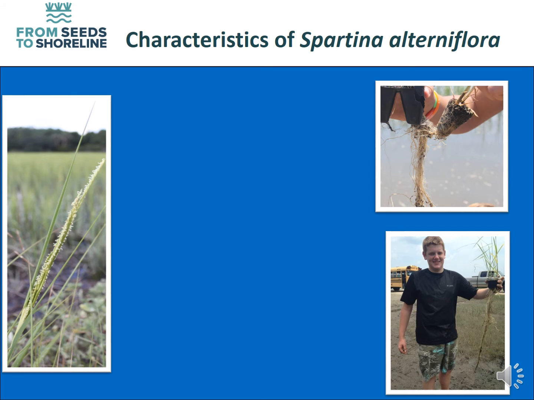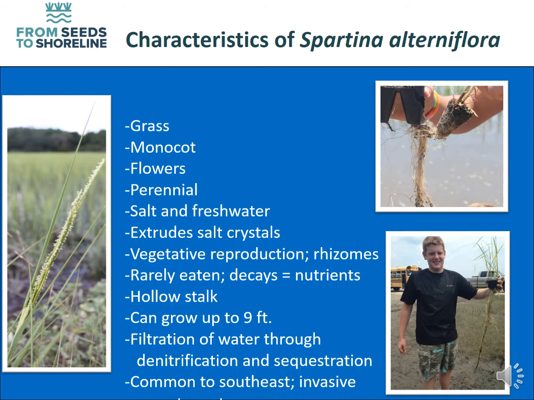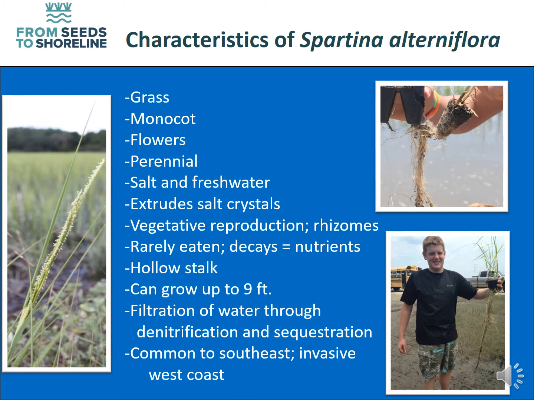Spartina alterniflora is one of the most interesting plants of the salt marsh ecosystem. Some of the interesting characteristics are listed below, and we will go over some of these in more depth during the training. Spartina is considered to be both a grass and a monocot. As mentioned before, it flowers, showing tiny little white flowers during the fall of the year.